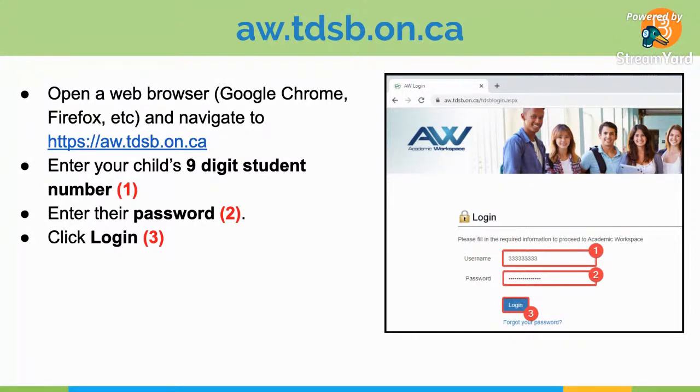So the first is the 9-digit student number. And I want to note that this is not the number that you see on your child's report card. This is the Trillium number that the district provides to all students. And students use that number in a variety of ways.